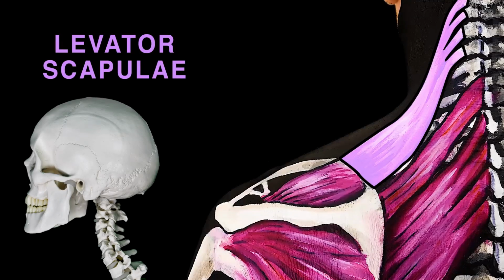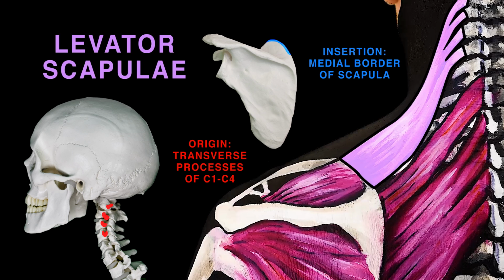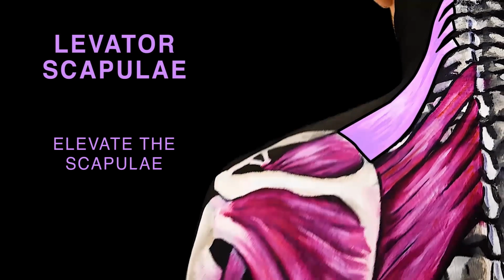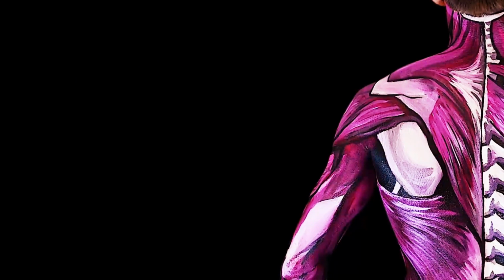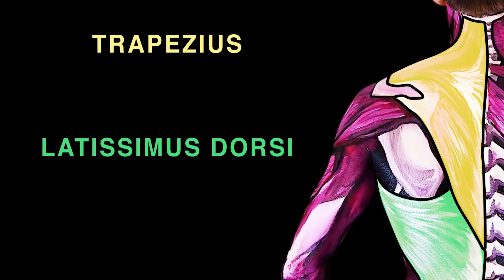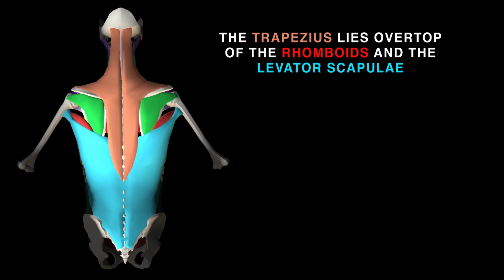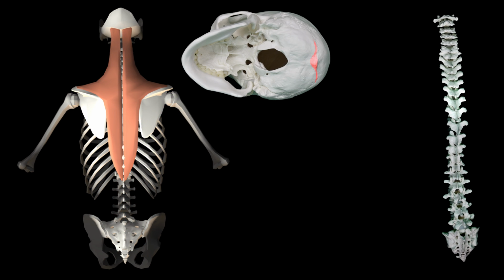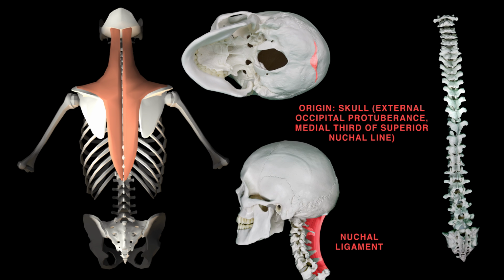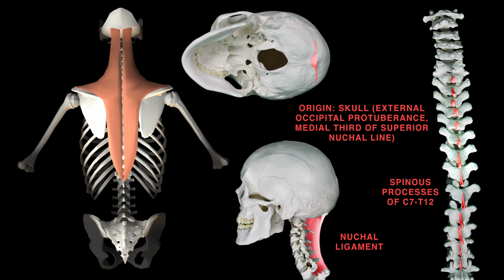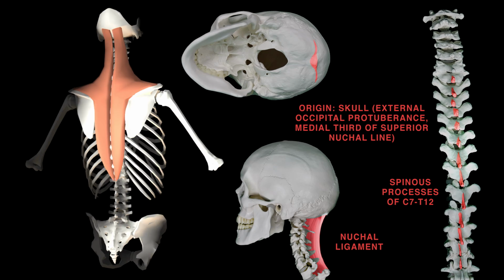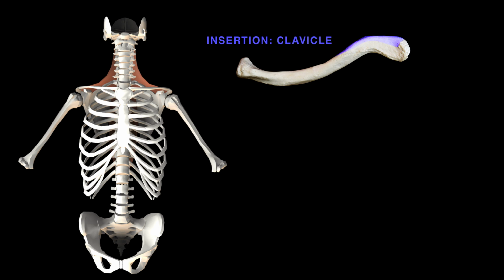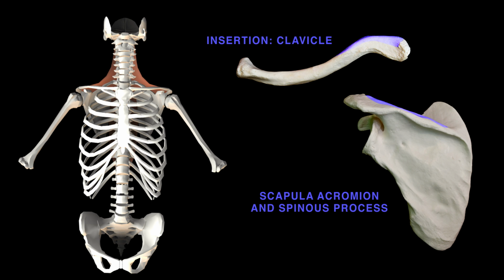The levator scapulae originate from the transverse processes of the C1 to C4 vertebrae and attach to the medial border of the scapula. They elevate the scapulae. The superficial muscles include the trapezius and latissimus dorsi. The trapezius lies over top of the rhomboids and the levator scapulae. The trapezius originates from the skull, the nuchal ligament, and the spinous processes of C7 to T12. The fibers attach to the clavicle, acromion, and the scapula spine.